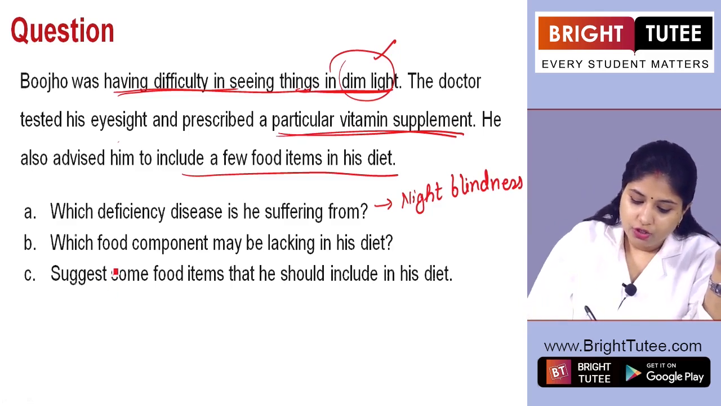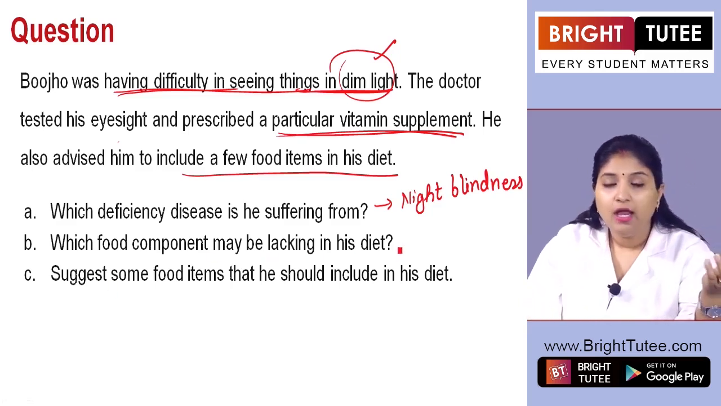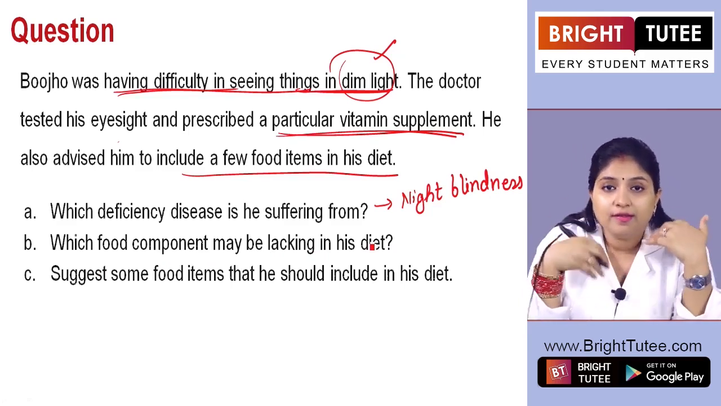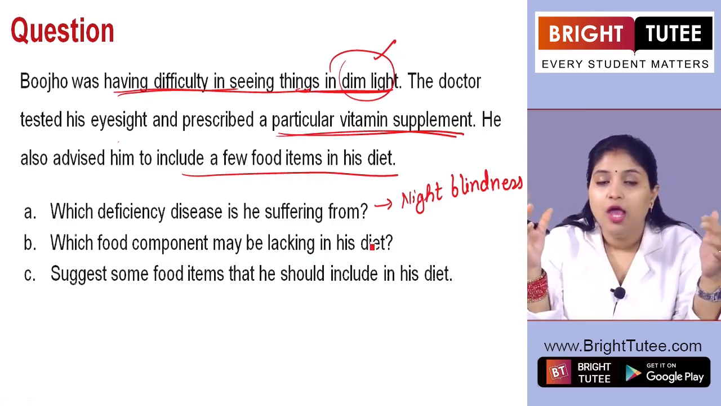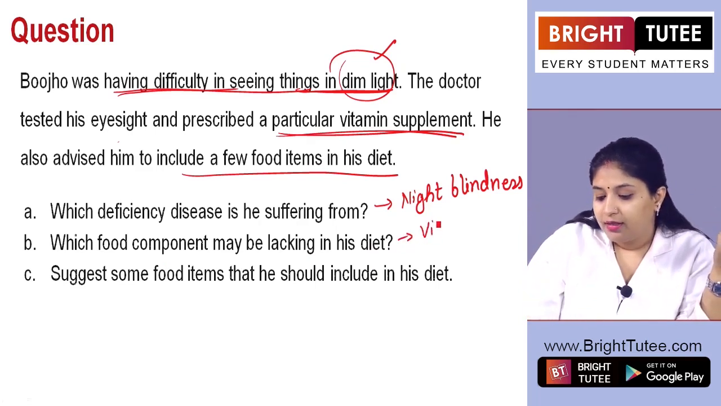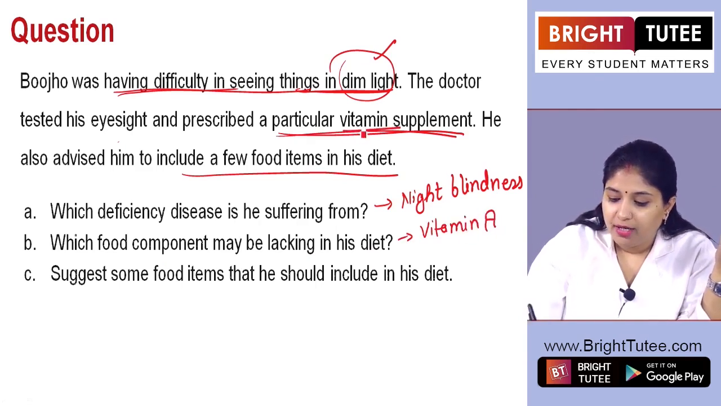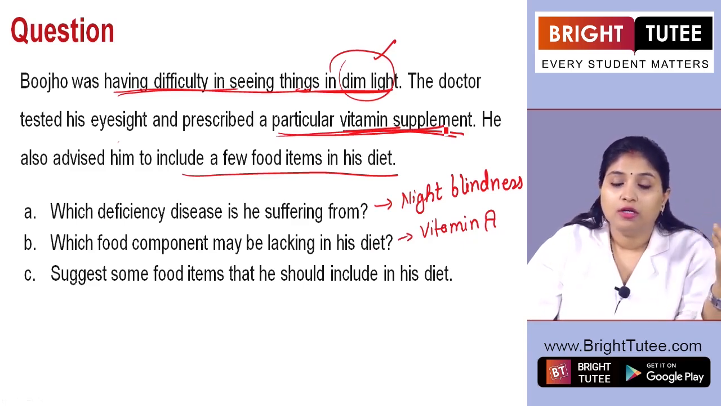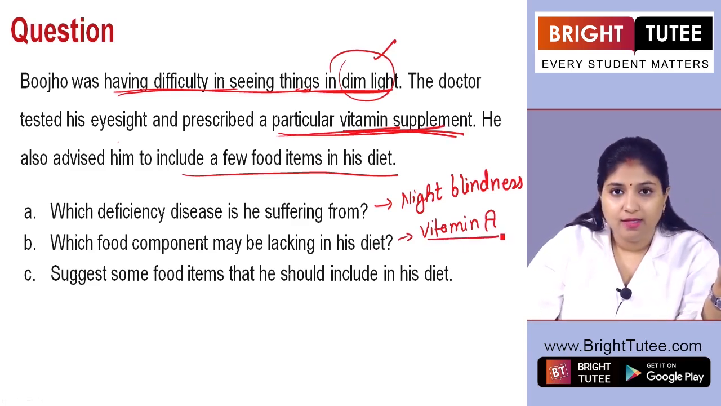Then next question is, which food component may be lacking in the diet? So we know that vitamin A is the vitamin which is necessary for maintaining a good vision, for taking care of our eyes. So which component will be lacking? Definitely vitamin A will be lacking in the diet, and that is the vitamin supplement which the doctor prescribed, right? So vitamin A is the answer.